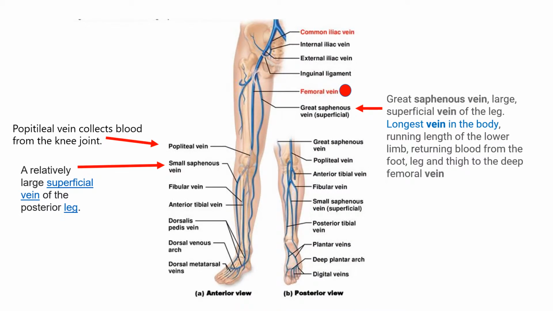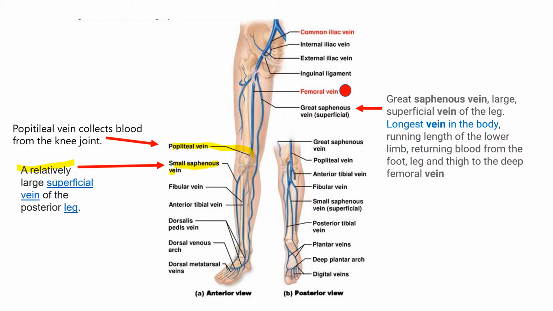So basically here is the lower extremity. The popliteal vein collects blood from the knee joint. So this is vein, and again we're talking about the veins, taking deoxygenated blood from the leg or from the body back to the heart. And then you have the small saphenous vein, a relatively large, superficial vein, kind of close to the surface, of the posterior leg.